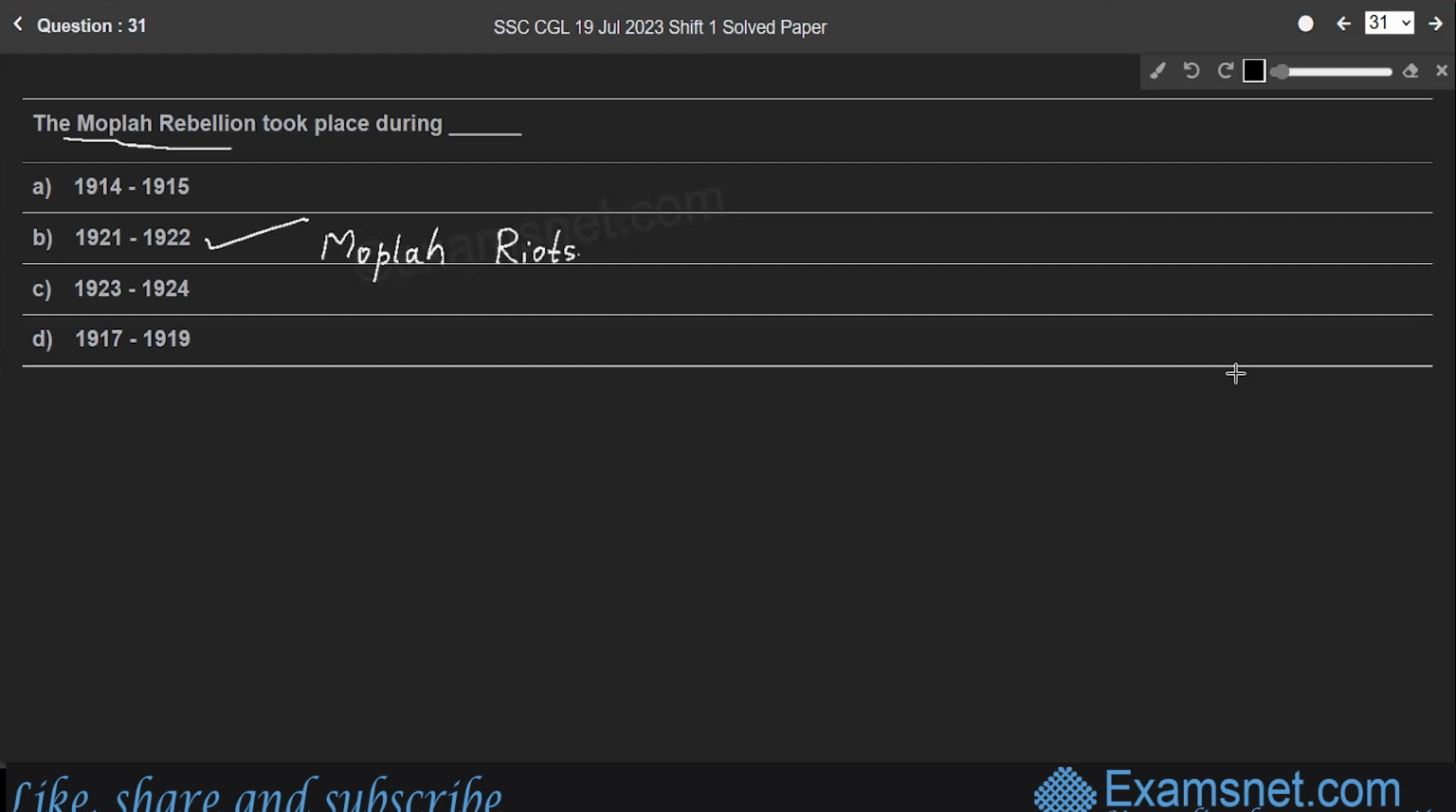It was a series of riots by Mapila Muslims of Kerala. In the 19th and early 20th century, a series of riots by Mapila Muslims of Kerala against the British and Hindu landlords in Malabar.